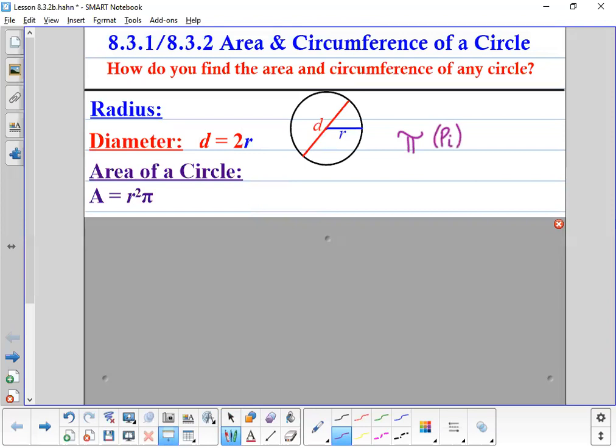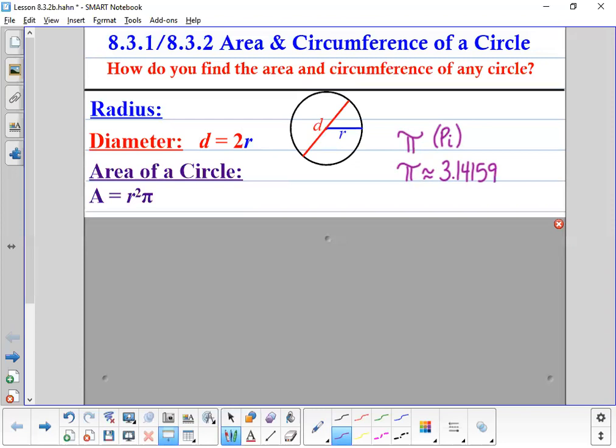Pi is an irrational number. That means that it never repeats and it never stops. You do not need to memorize pi, but it is approximately 3.14159. That's as far as I know for pi. That's as far as I have memorized. Your calculator has a pi button, so you can always use the pi button when we're doing these calculations.